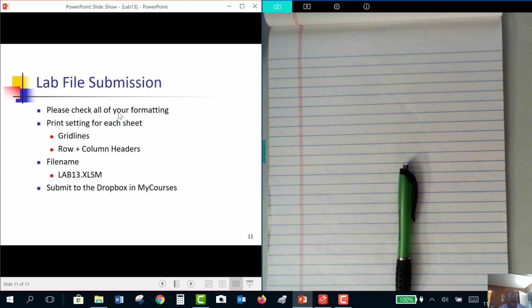And please check all your formatting. Make sure you have grid line, row column headers. You don't need to fit the table into a single page. You can leave whatever is the default setting, file name, submit it to the Dropbox. Okay, have a good day.